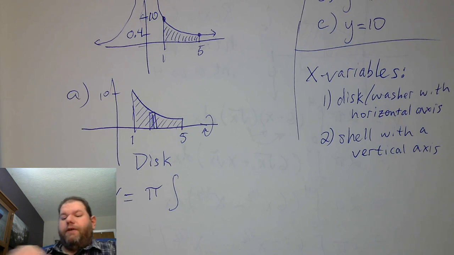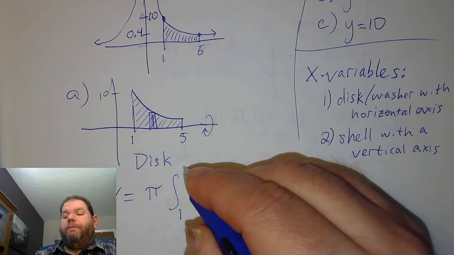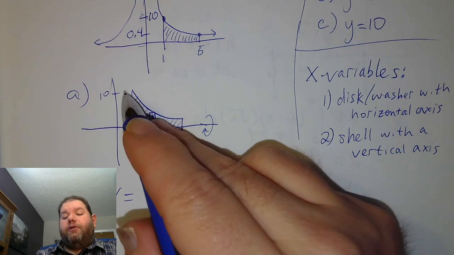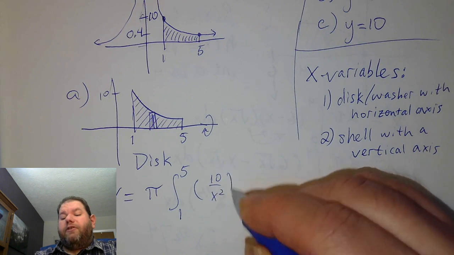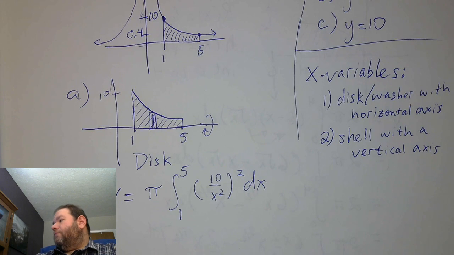We go from the left edge to the right edge, 1 to 5. And then we just have our radius function squared, which is just the curve itself. So 10 over x squared, parentheses, squared, dx.